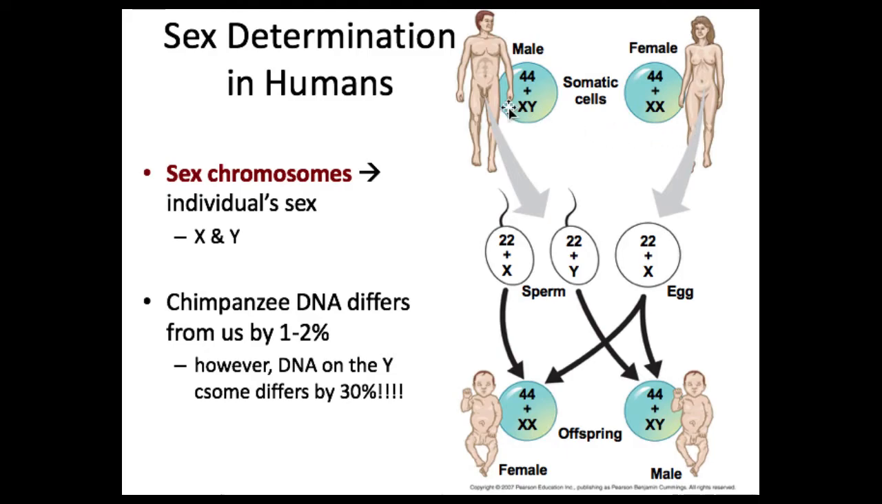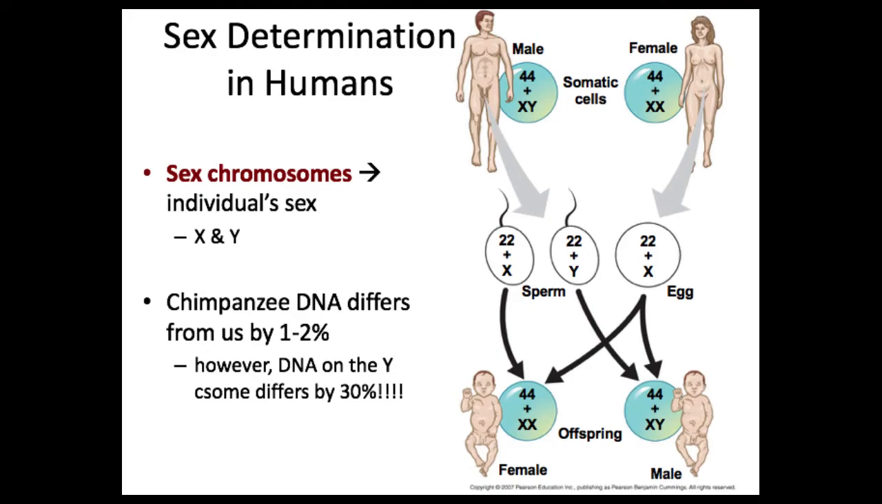Here we can see a male and female with 44 plus XY chromosomes, and the female has 44 plus XX chromosomes, right? So that's a total of 46. And then when we make our gametes, we cut those numbers in half, and therefore sperm can either carry X or Y, and the egg always carries an X. Therefore, we have a 50-50 chance of getting a male or a female baby.